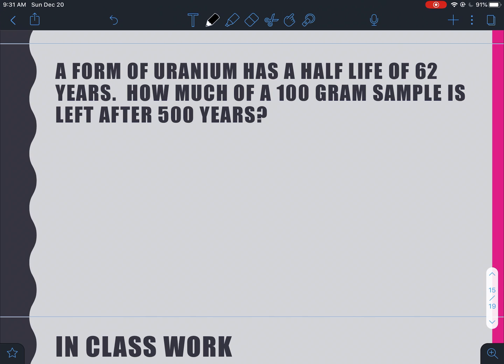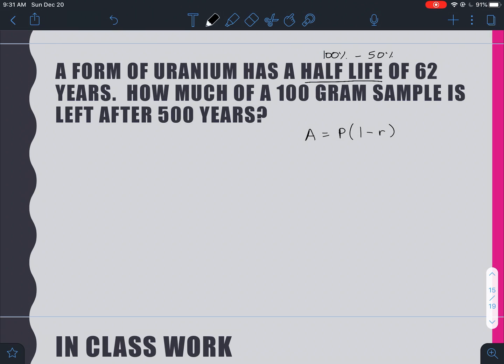A form of uranium has a half-life of 62 years. How much of a 100-gram sample is present after 500 years? So half-life means that each time, like in 62 years, there's half of the original thing present. So if you started with 100%, basically what you're saying is it's going down by 50%. So you can say that it's decreasing at a rate of 50%.